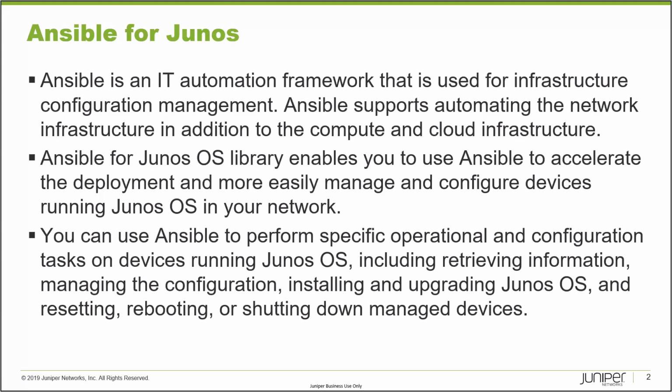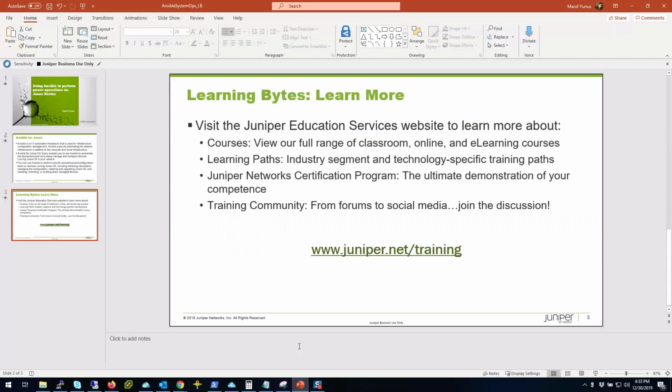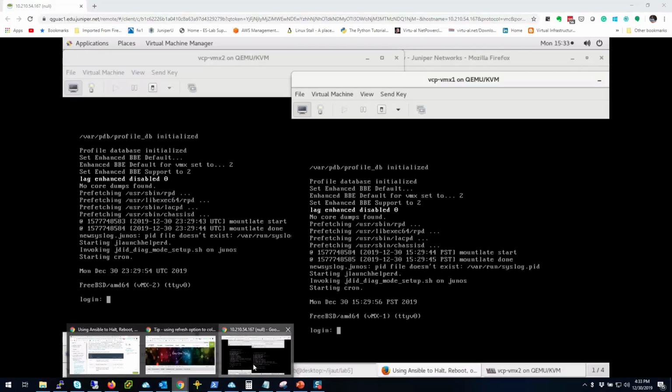And you can use Ansible to perform specific operational and configuration tasks on Junos devices, including retrieving information, managing the configuration, installing and upgrading Junos OS, resetting, rebooting, shutting down, and managing devices. So in this example, I'm just going to show you the power cycle, the reboot operation, but you can do halt and shutdown as well with the module. So without further ado, I'm going to go to the demo. Just let me go back to my environment here.